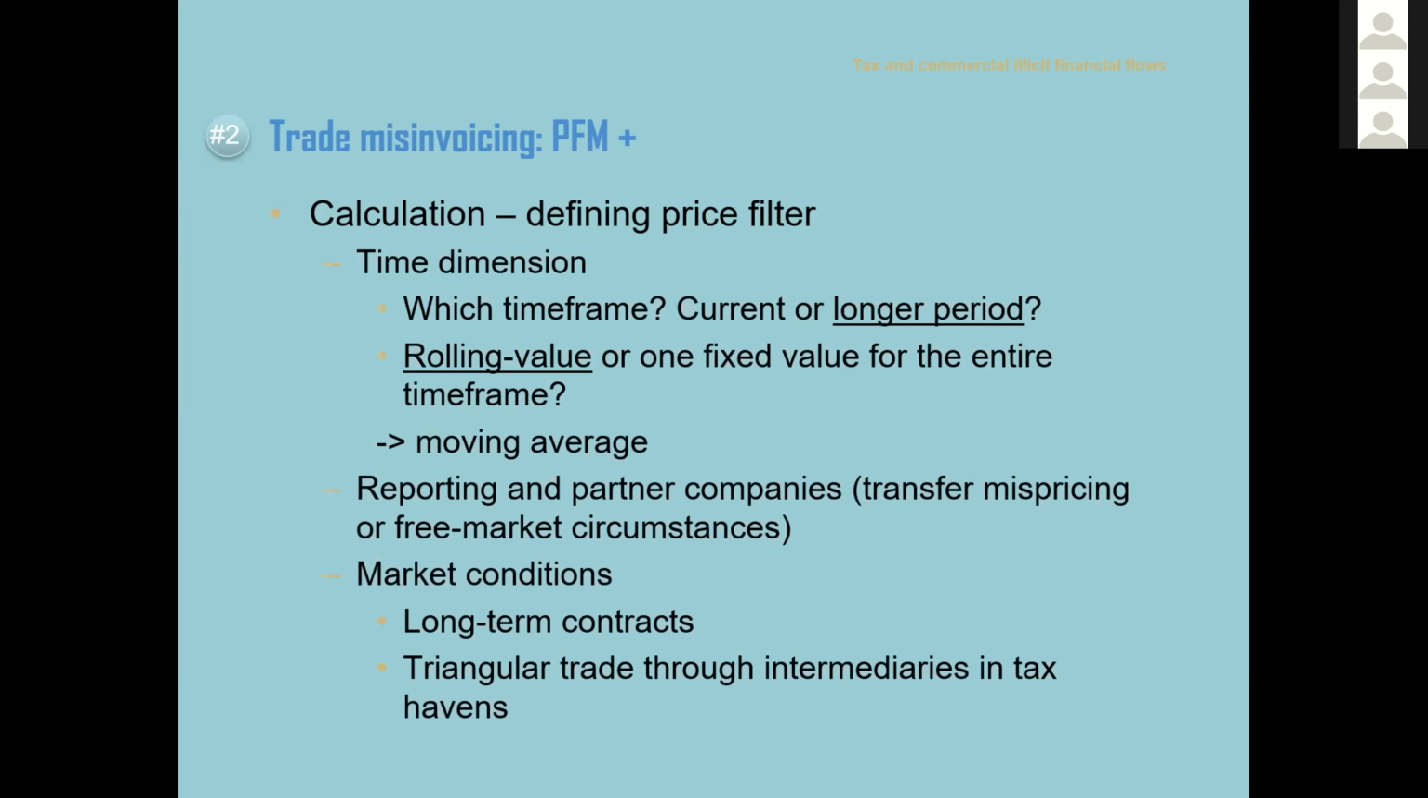First of all, which time frame should we be using? Are we only including one, the current price, or are we incorporating a longer period, to account for some of the variation in the market? And the second question is, are we using one fixed value for this entire period, whatever time frame we have discussed, or should we use some sort of a rolling value in this entire period?